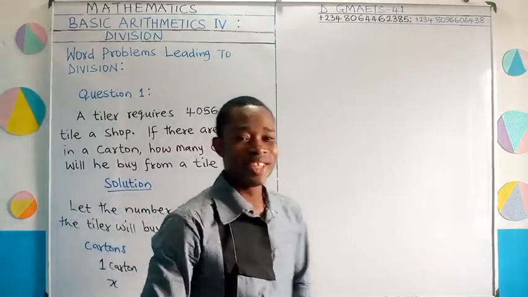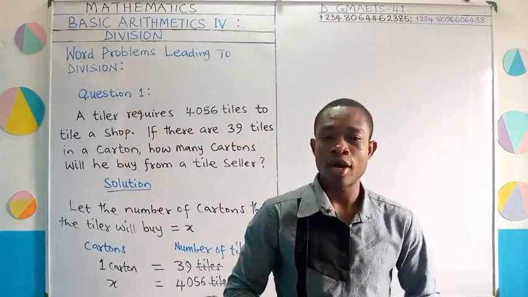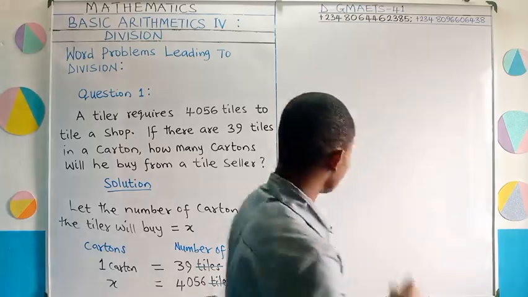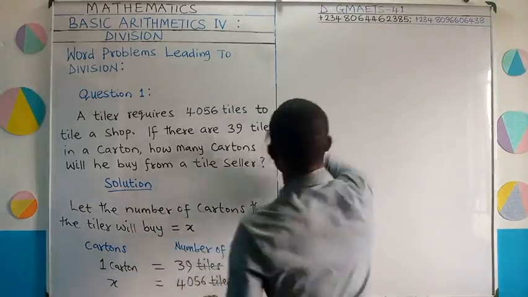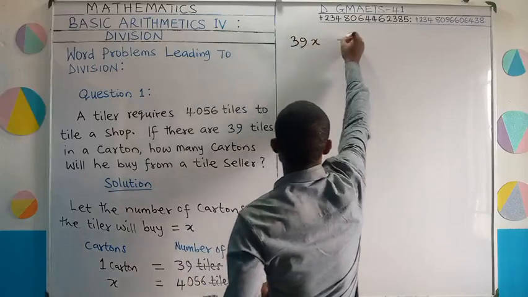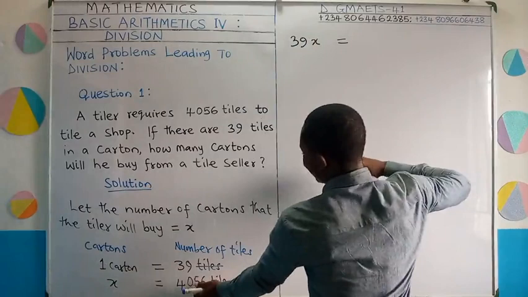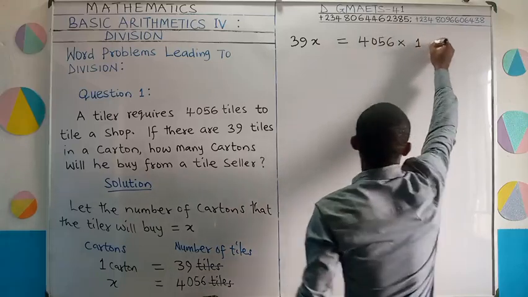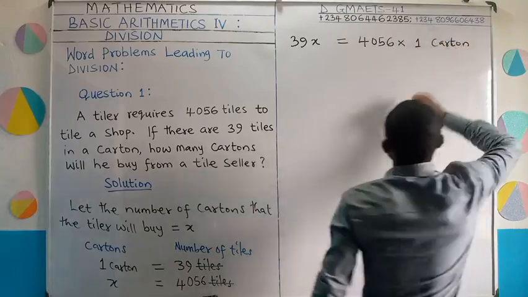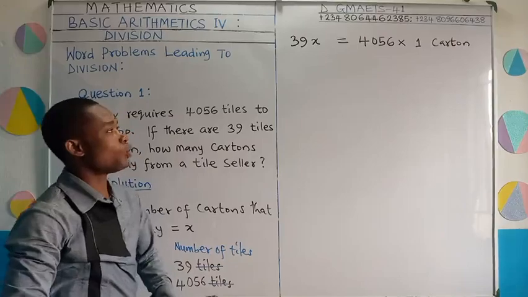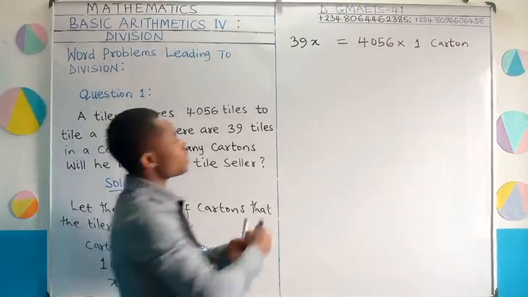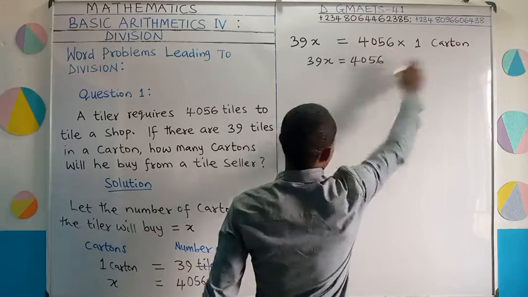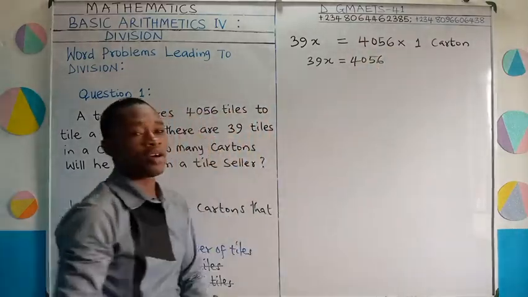That's why I told you, you need to remember all you learned under the secret of word problems leading to multiplication. From here we are going to cross multiply, you know that? So let us do that. X times 39 will give us 39x, equal to 1 times 4056, which is the same as 4056 times 1 carton. And of course, 4056 times 1 will give us 4056. So this is simply 39x equal to 4056 cartons. Anything we get here will be the number of cartons.